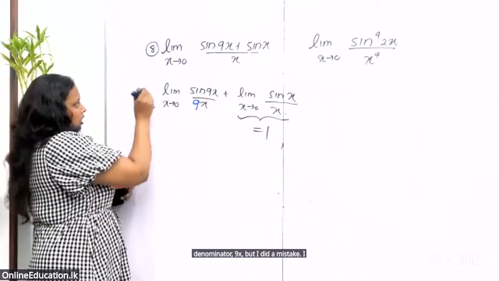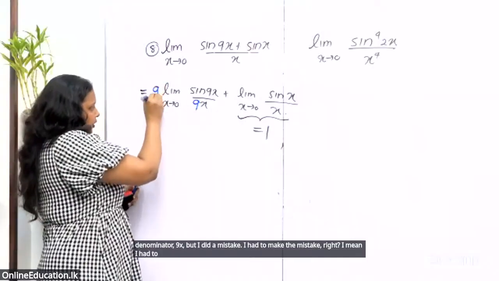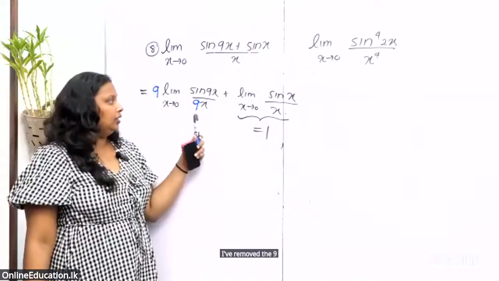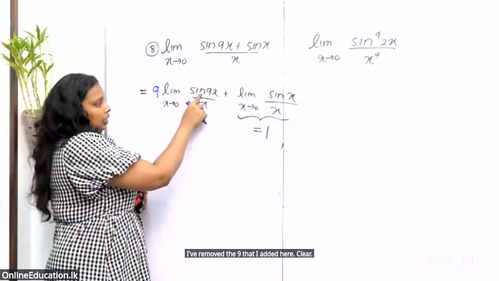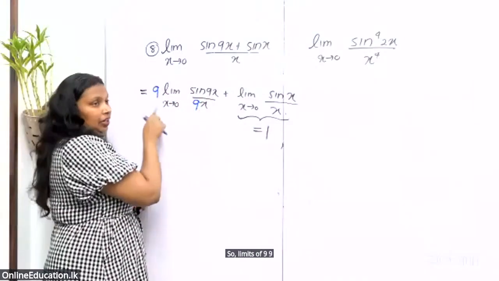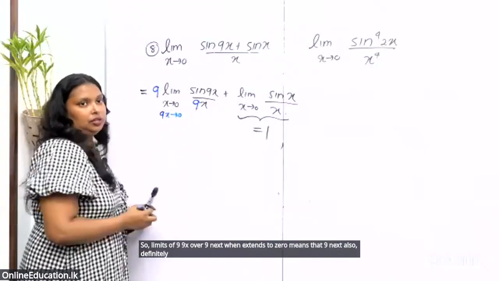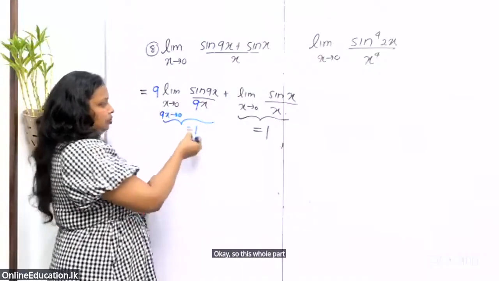I had to remove that 9, right? I have to remove the 9 that I added here. Clear? So the limit of sine 9x over 9x when x tends to 0 means what? 9x also definitely tends to 0. Clear? So this whole part is also again equal to 1.